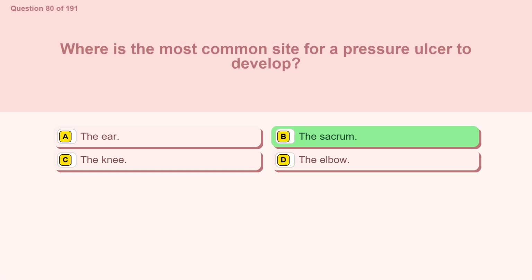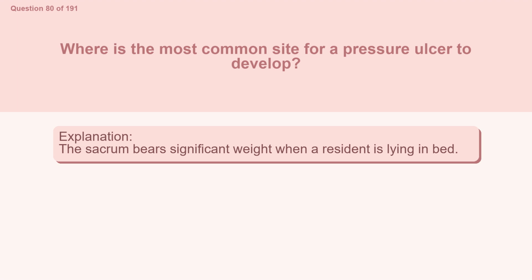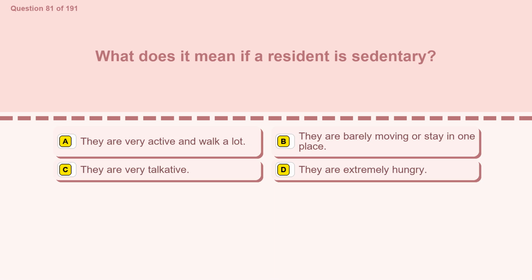The correct answer is option B, the sacrum. The sacrum bears significant weight when a resident is lying in bed. Question 81. What does it mean if a resident is sedentary?